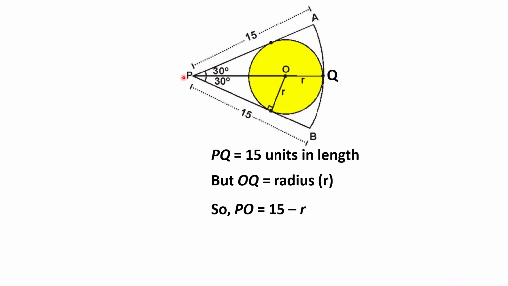So PO, from P to O, should be 15 minus R. The total is 15 and OQ is R, so the remaining part PO will be 15 minus R. The blinking red line PO should be 15 minus R. So PO equals 15 minus R.